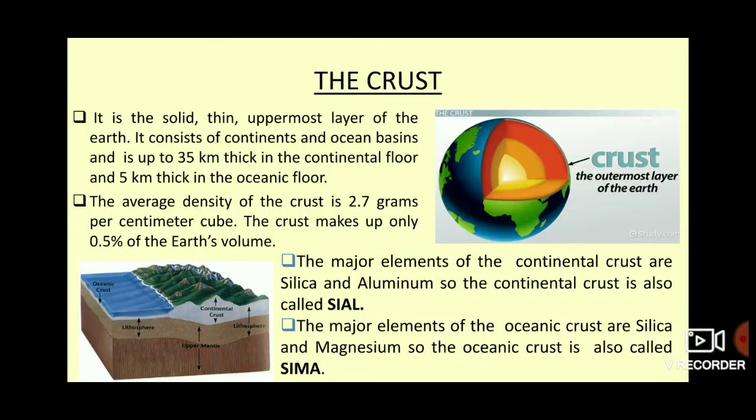Number 1, the crust. The crust is the solid outermost layer. It is also called the lithosphere. Next, children, please look at the picture which is given below at left hand side, which also clearly defines the upper part of the crust is called continental crust and it is about 35 km thick. The lower part is called oceanic crust and which is about 5 km thick. The continental crust is made up of silica and aluminium and so it is also called Sial. The oceanic crust is made up of silica and magnesium and therefore also called Sima.